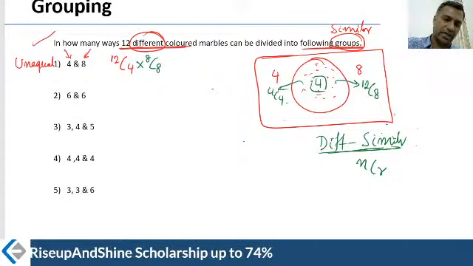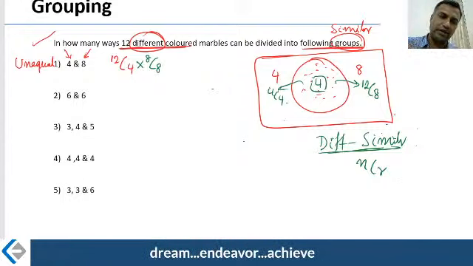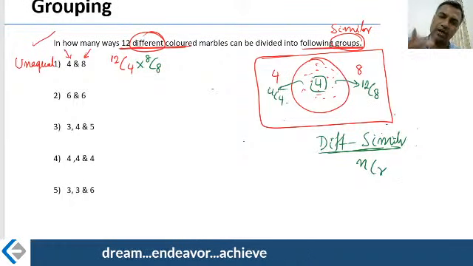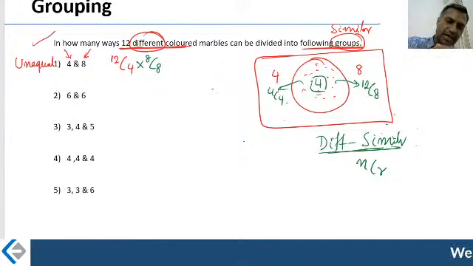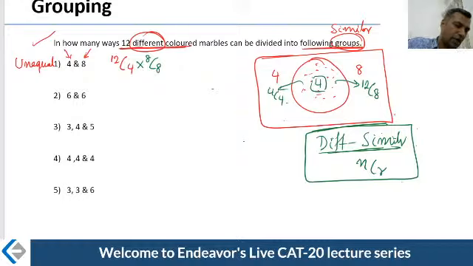That's the application I'm talking about right now, because I said there are three types: different to similar, different to different, and similar to similar. These are the three types we're exploring today. Different to similar is made up of what? The NCR concept. Simple. If you understand NCR, we are done with it.